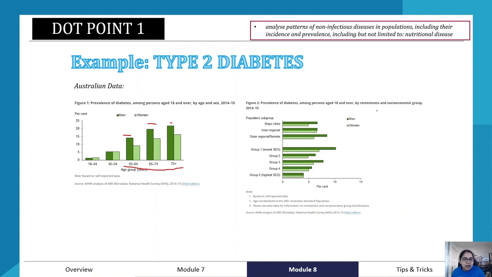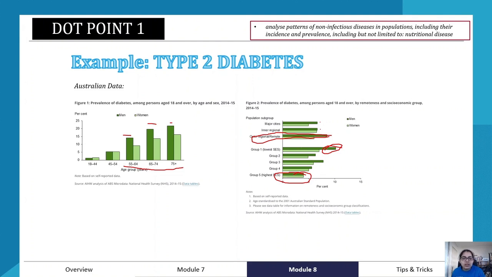Prevalence of diabetes in terms of remoteness and socioeconomic groups. So those living in major cities, in inner regional and outer regional. We can see that outer regional has a higher number. And then in terms of socioeconomic groups, we go from the lowest SES to the highest. Group 1 has the highest prevalence, and the lowest prevalence is in group 5, which has the highest SES. And again, think about why that is.